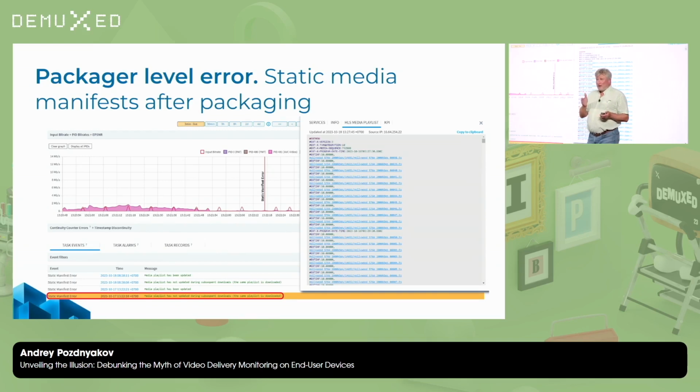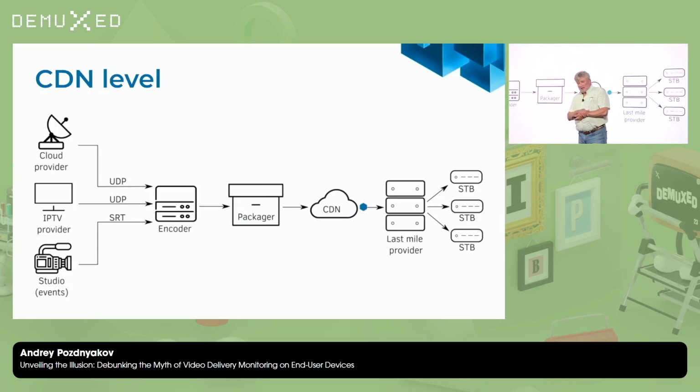Checking that all the chunks start from an IDR frame. Checking that all the variants in the same encoding, in the same stream, start from the same frame. All the manifests, all these kinds of problems. CDN level.